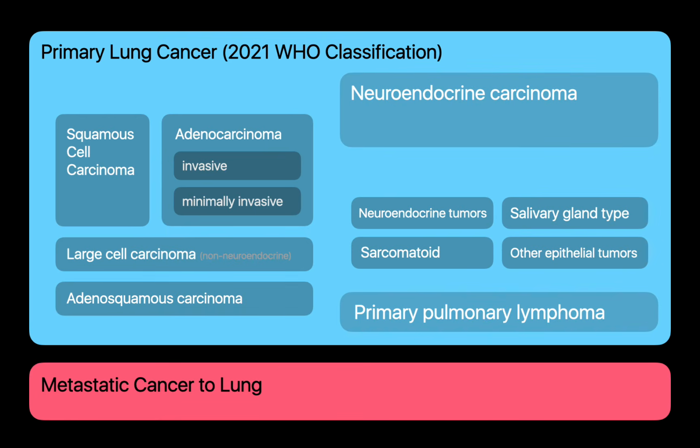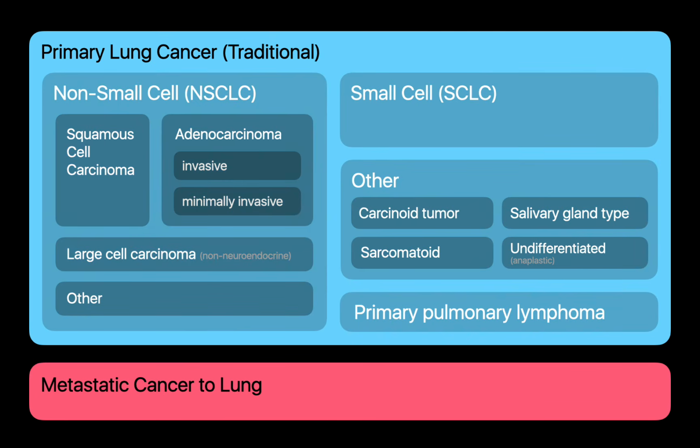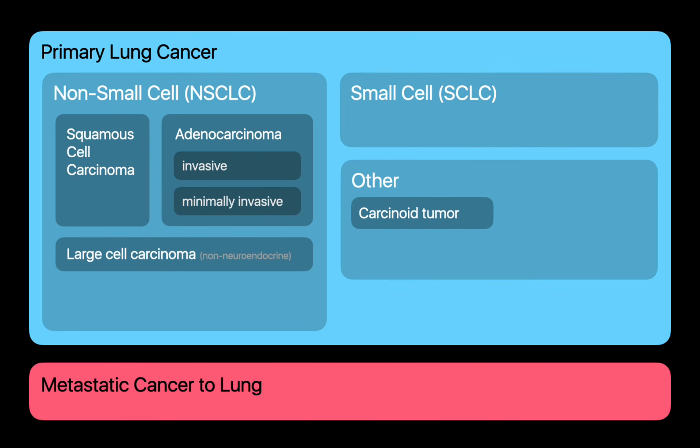Admittedly, I still find it more convenient to conceptualize primary lung cancers the traditional way, and the hierarchy is even simpler when I focus on the malignancies I'm most likely to encounter in normal practice. And this is a scheme I find pretty easy to handle mentally on a day-to-day basis. Now let's talk about these guys.